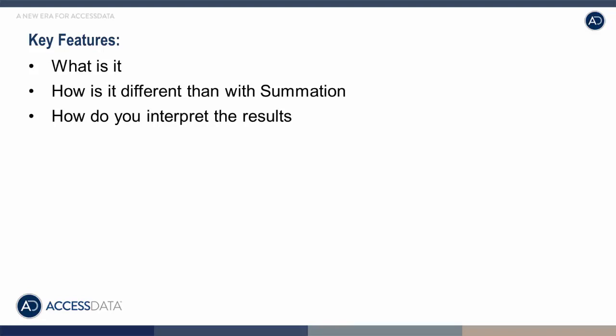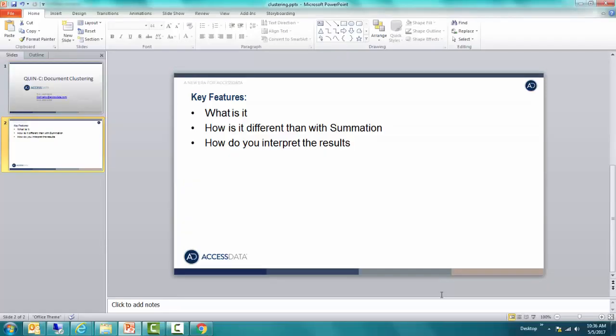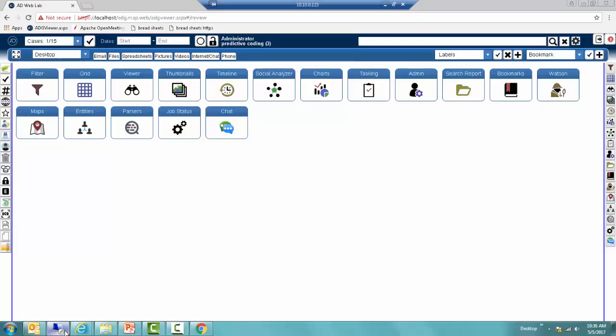How does it differ then in summation? It doesn't. It's the same exact algorithm. The only difference is the way we present the results. I think it's a little bit more intuitive. Nonetheless, you can run it from either product, even FTK, and you should wind up with the same outcome. So let me go in and show it really quickly.